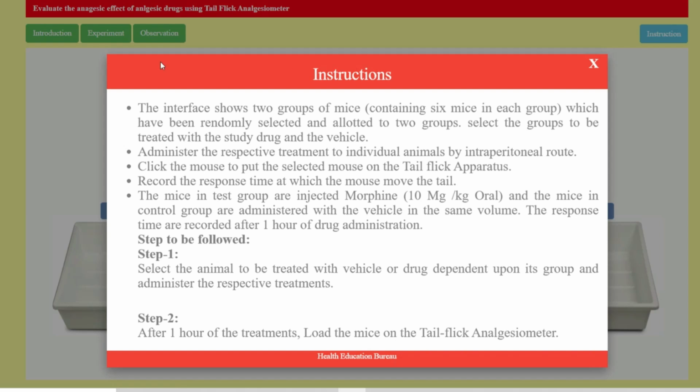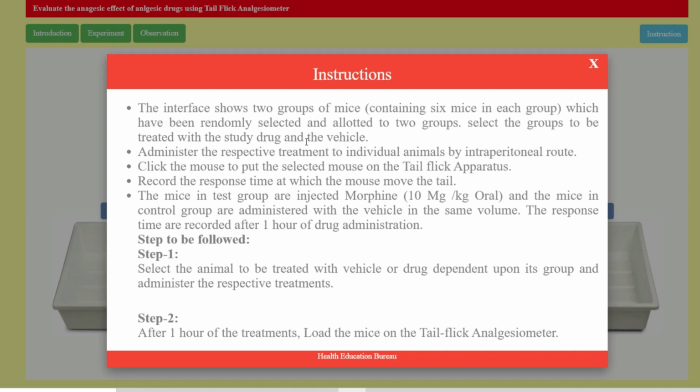While clicking, we found instructions. We will read them speedily. The interface shows two groups of mice containing 6 mice in each group. So we have to divide all animals into two groups. In each group 6 animals will be there, which have been randomly selected and allotted to two groups, and select the groups to be treated with the study drug and vehicle.